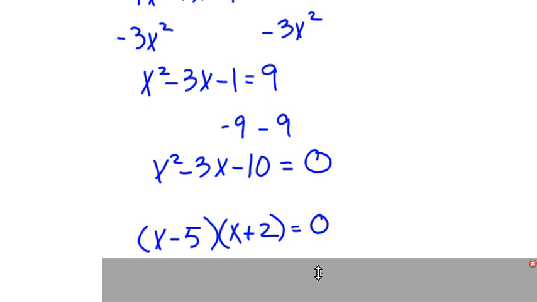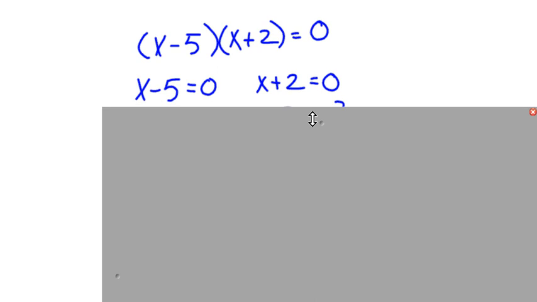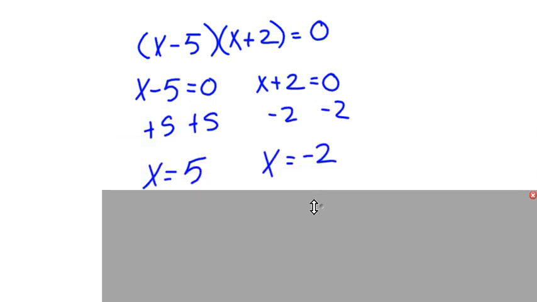But since this lends itself nicely to factoring, once it's in factored form, we know that they're being multiplied together to equal 0. That means one of these terms should equal 0. So let's set each of those equal to 0 and solve. So either x minus 5 equals 0 or x plus 2 equals 0. To undo each of these, we could add 5 and subtract 2. And it looks like we have two potential solutions, x equals 5 or x equals negative 2.